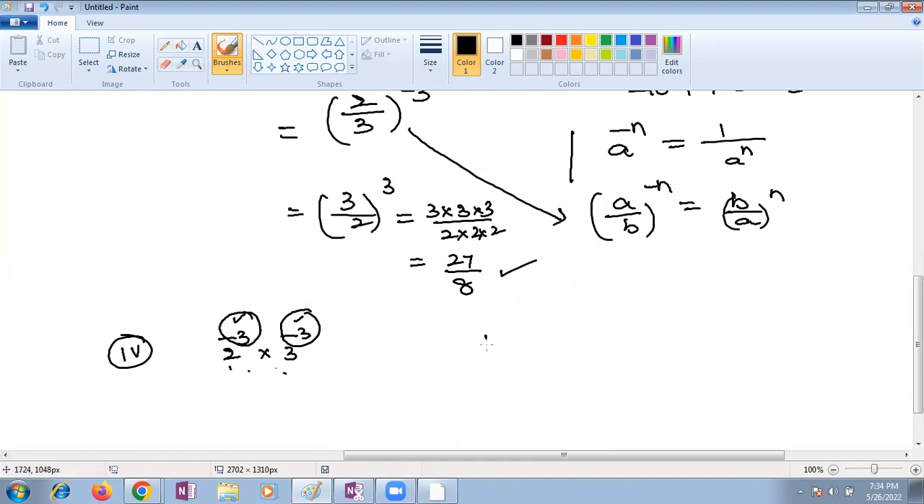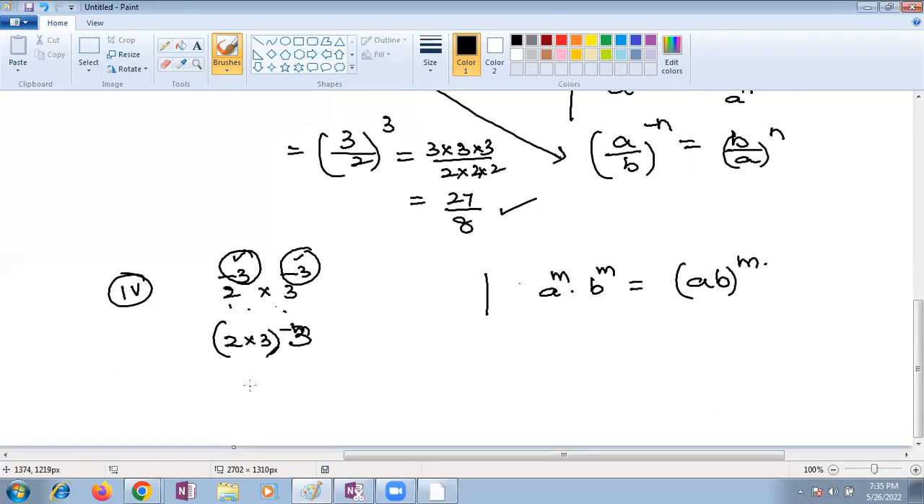That means which law? a power m multiplied with b power m can be written as (ab) whole power m. Very good. That means 6 to the power minus 3. (ab) with minus 3, so it is 6 power minus 3.